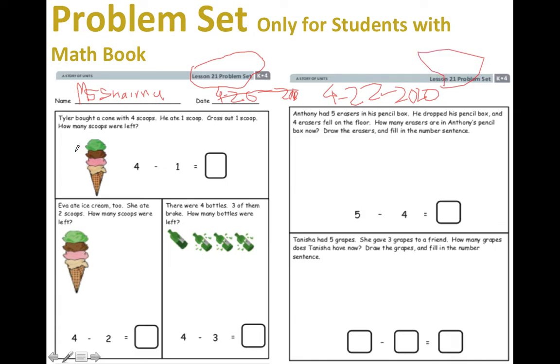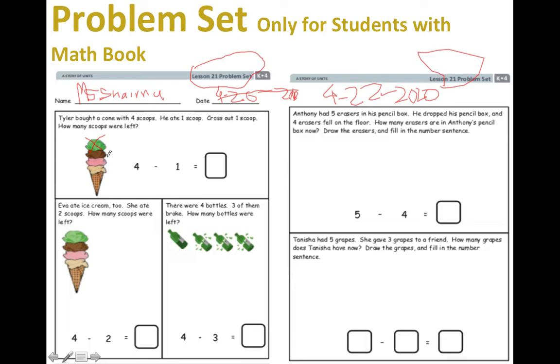So let's look at the math story to figure out what could be the answer. Tyler bought a cone with 4 scoops. He ate 1 scoop. Cross out 1 scoop and how many scoops were left. So let's make sure Tyler really bought 4 scoops. We have 1, 2, 3, 4. Looks like we have 4 scoops in a cone. And Tyler ate the 1 scoop, so I'm going to cross 1 out because he already ate it.